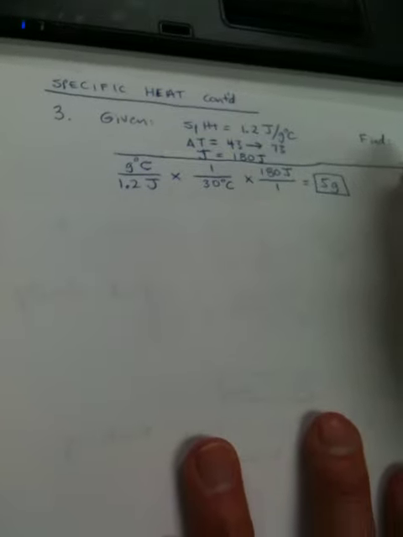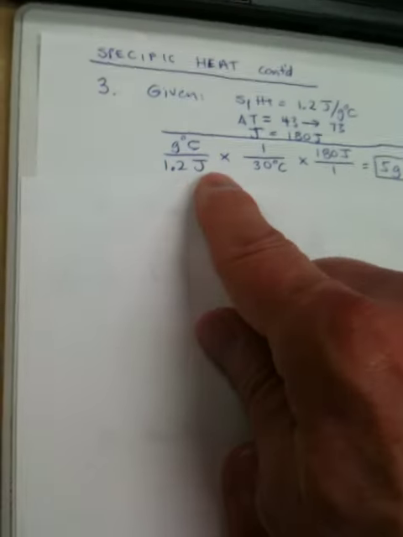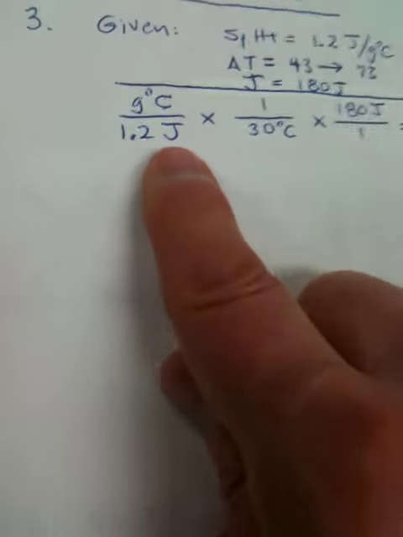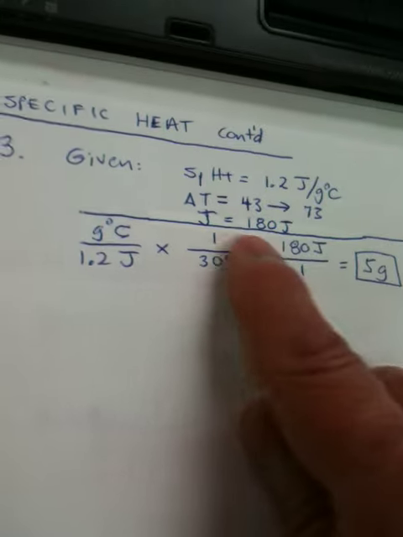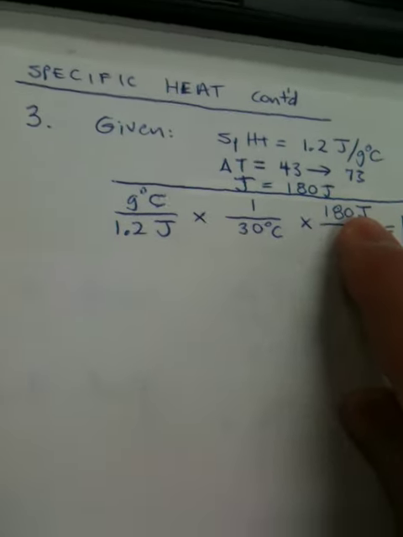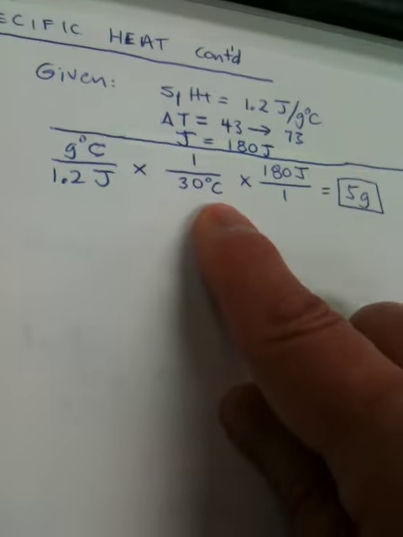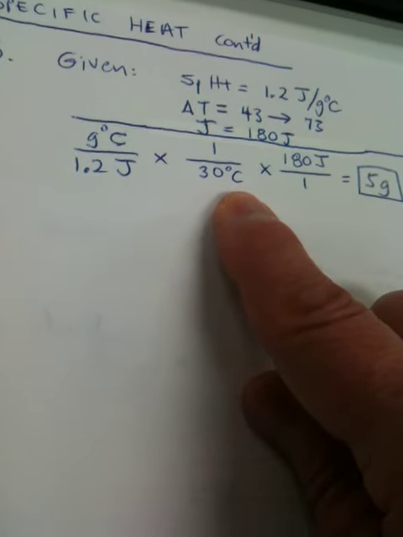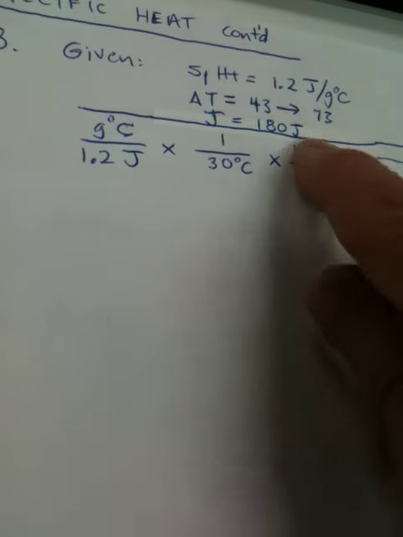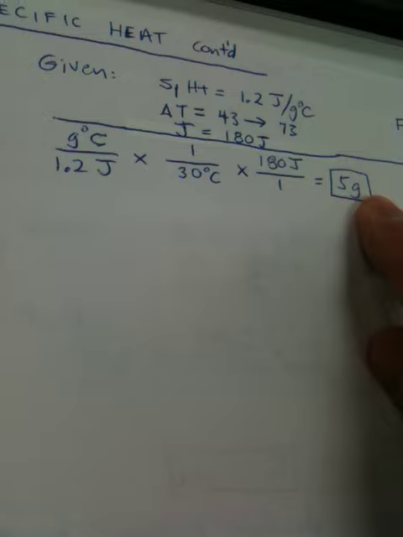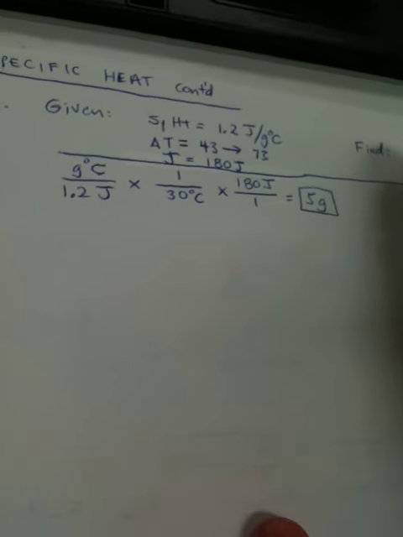Okay, so continuing from the first video, what we have right here is we multiply across the top, so we got 180 on the top. We multiply across the bottom, so that would be 3.6. And we're going to divide the bottom into the top, and that's where we get our 5 grams. Okay?